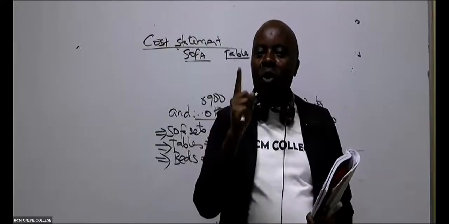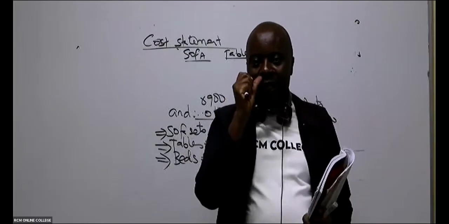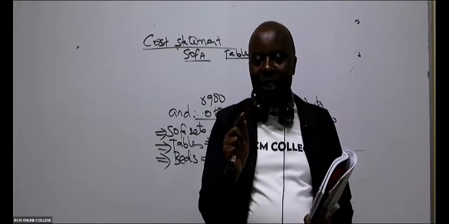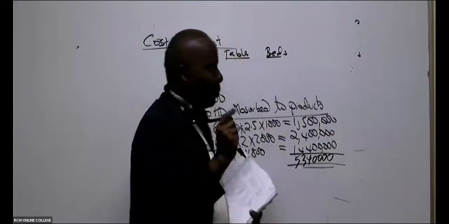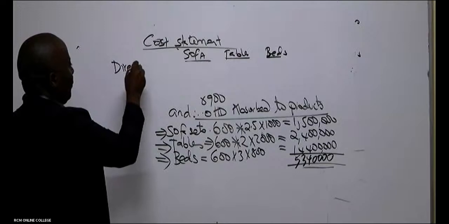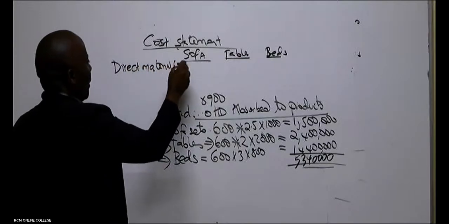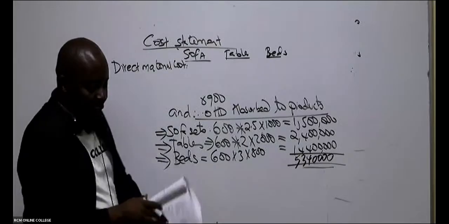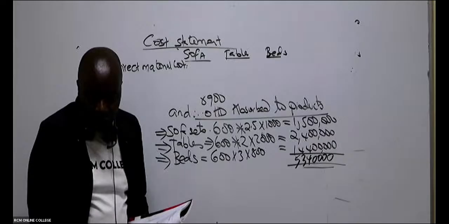Prime costs are all the direct expenses. Like in this case here, we have direct material cost and direct labor. So let's first of all start with prime costs. So give me direct material cost. Is there a place where they have given us direct material cost per sofa set, for example?